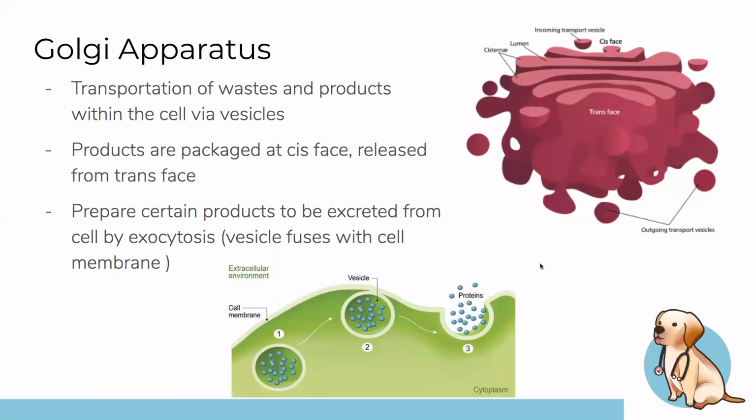The Golgi apparatus. Basically, they call it the post office of the cell. Things will come in on the cis face. So there are two faces, the cis face and the trans face. The cis face is the bigger one. The trans face is the smaller one. I like to think of it as the trans face transmits packages of stuff to other places, and the cis face receives stuff.